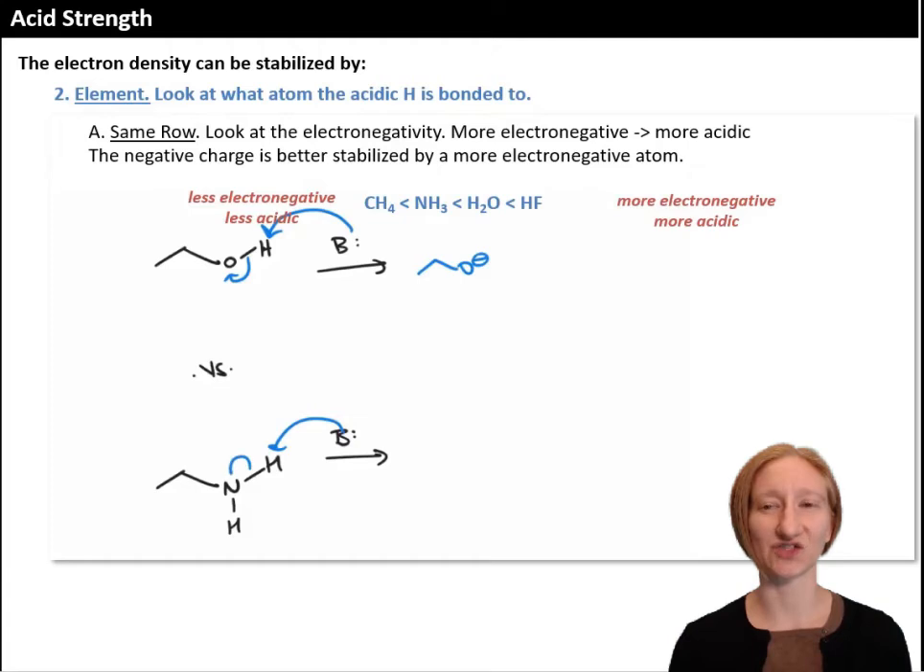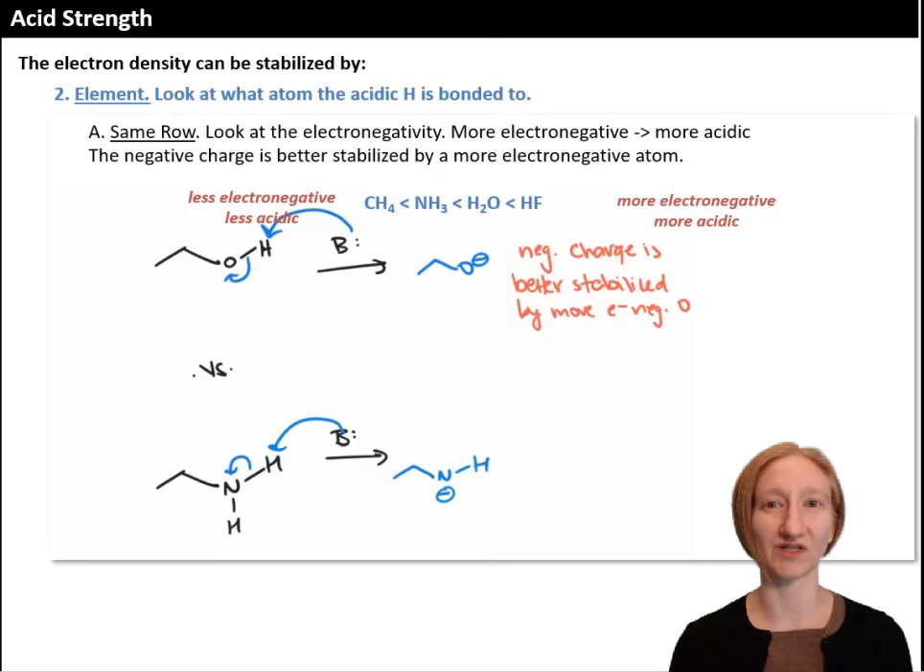Nitrogen versus oxygen. Oxygen is more electronegative than nitrogen. It wants to pull those electrons in more tightly. And so a negative charge will be more stabilized on oxygen, the more electronegative atom, than on nitrogen. That means that the alcohol is more acidic than the amine.